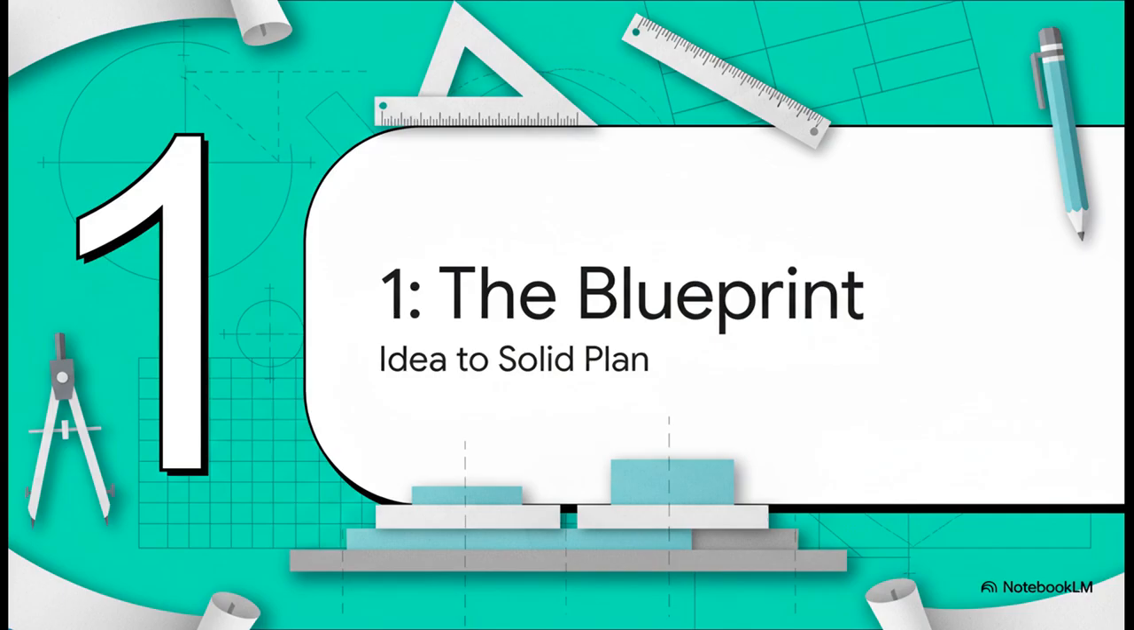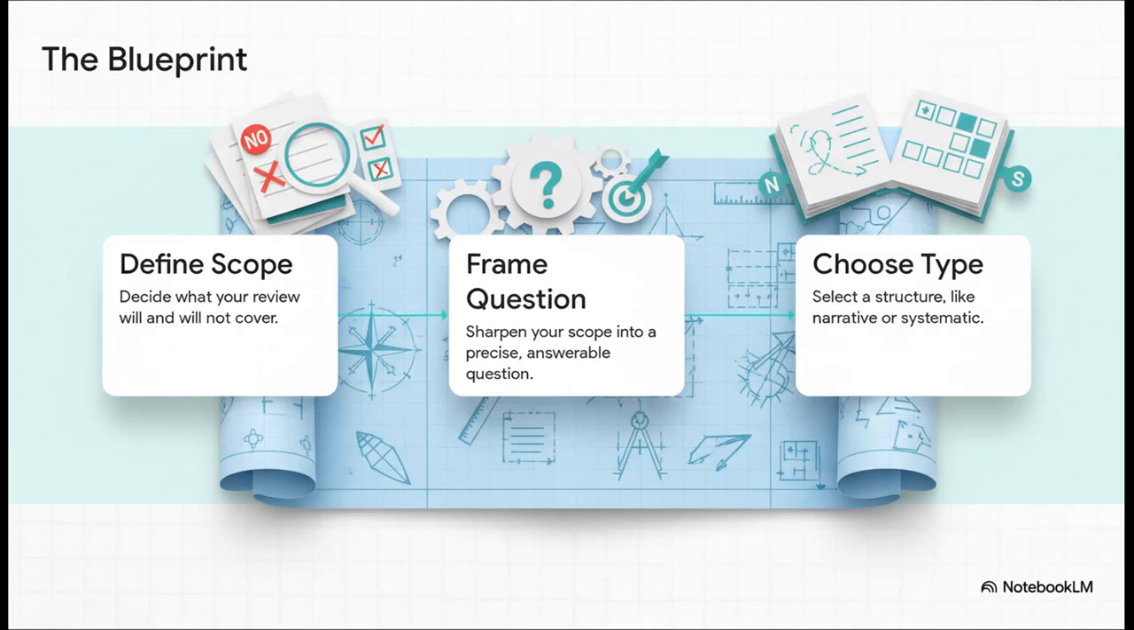And of course, every great architect starts with a blueprint. This is the planning phase, and it is absolutely crucial. This all happens way before you even think about writing the main text. So what's in this blueprint? Well, it's got three main parts.